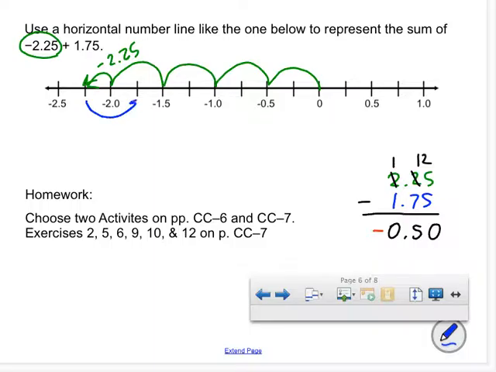So that's a whole. That's 1.50. Okay, that's plus 1.75. And that leaves me at negative 0.50. Okay, any questions?